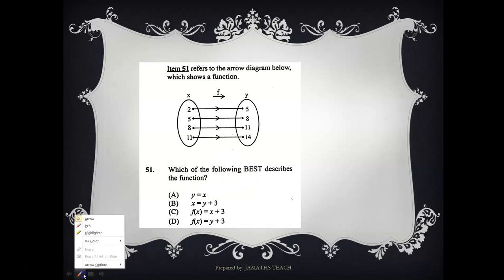And which of the following best describes the function? 2 plus 3, 5, 5 plus 3, 8, 8 plus 3, 11, 11 plus 3, 14. So f of x is equal to x plus 3.